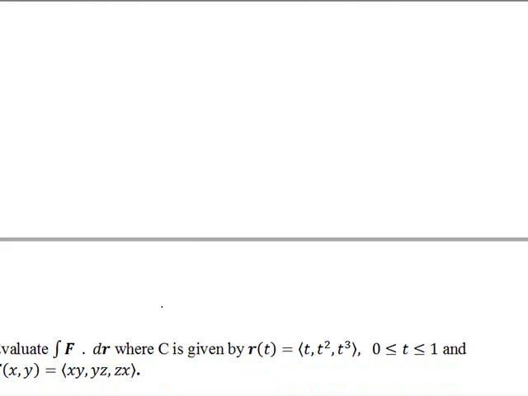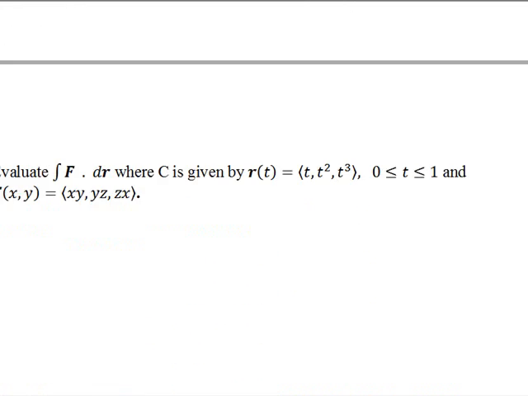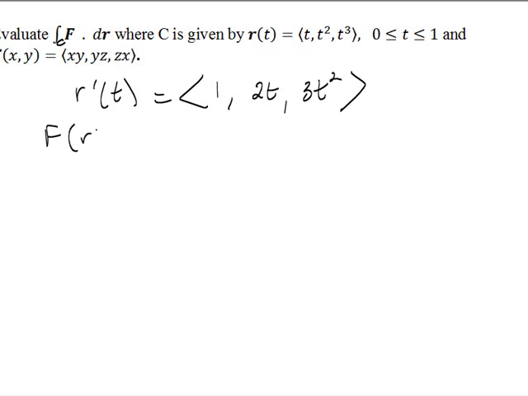Next one. Put your C again under that integral thing. We have r of t, we have the range of values for t, we have the vector field. Let's do it. First step, r prime, give me r prime. 3t squared, good. Next step, what do I do? f of r of t.